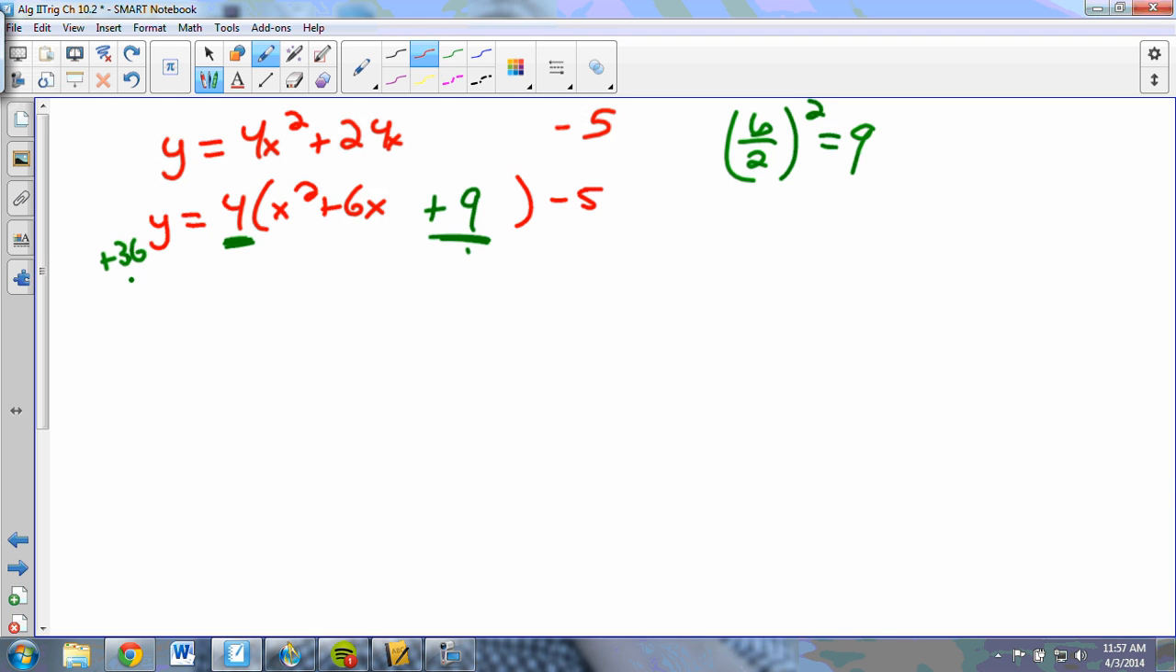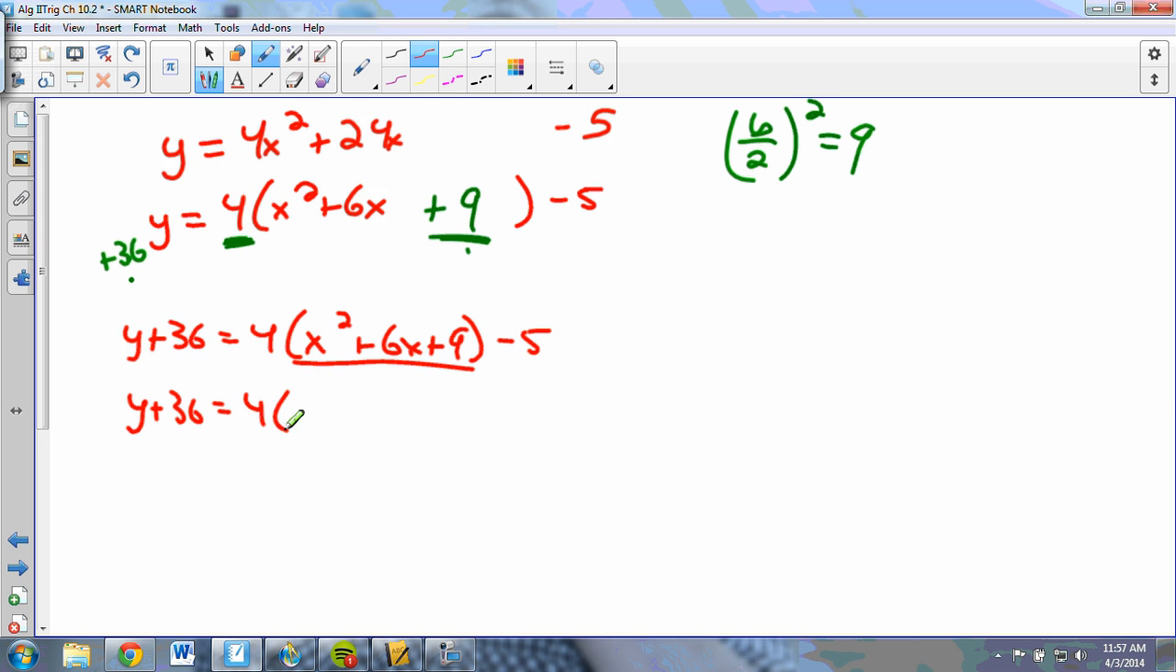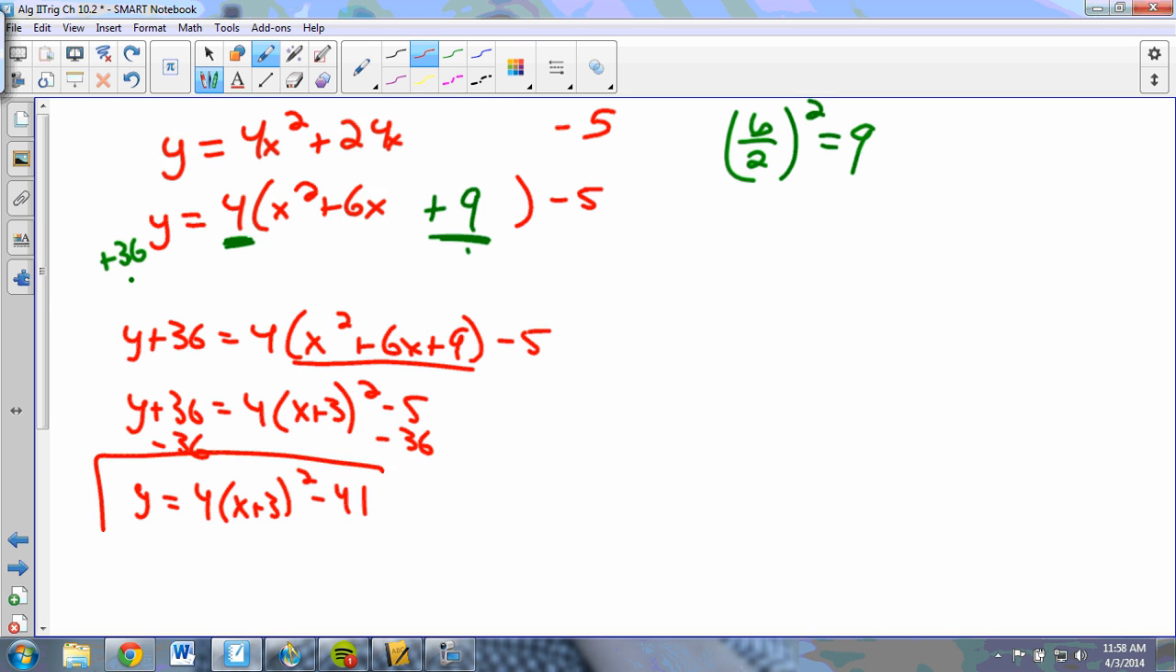That's going to give me y plus 36 equals 4 times x squared plus 6x plus 9 minus 5. This can factor. Y plus 36 equals 4 times x plus 3 squared minus 5. Subtract the 36, and I get y equals 4 times x plus 3 squared minus 41. Same thing we got last time, but different method.